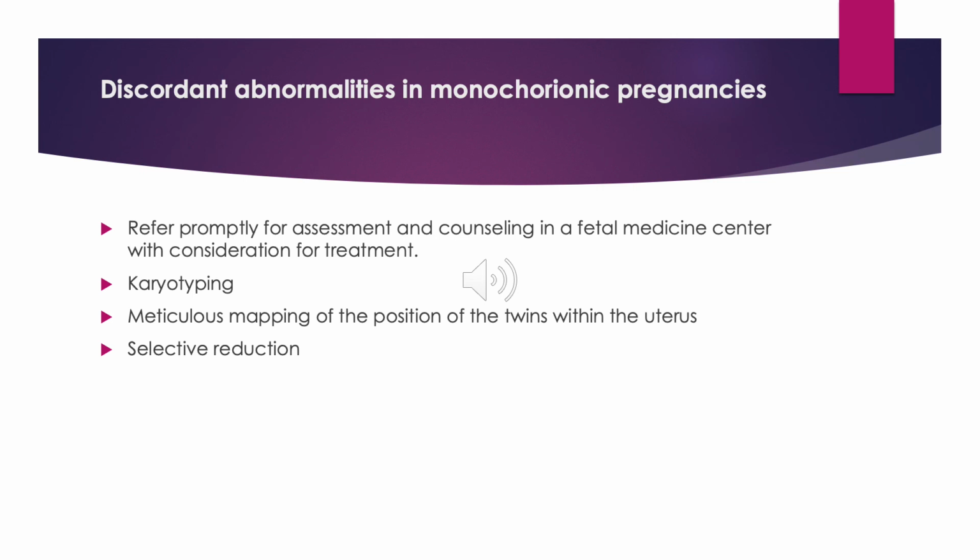Discordant abnormalities in monochorionic pregnancy must be referred promptly for assessment and counseling in a fetal medicine center. Karyotyping is indicated. However, if we are using amniocentesis, care should be taken to highlight which baby is which. So careful mapping of the fetuses to right and left or up and down is particularly important, in order to make sure that the sample is coming from the right fetus and the result will reflect which fetus is affected by the abnormality, and subsequently the management. Selective reduction is an option.